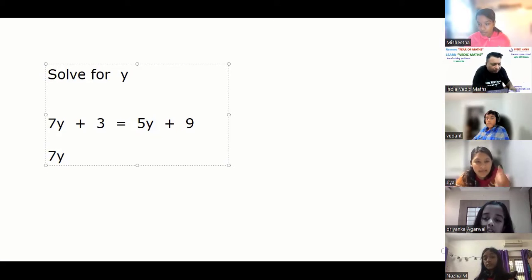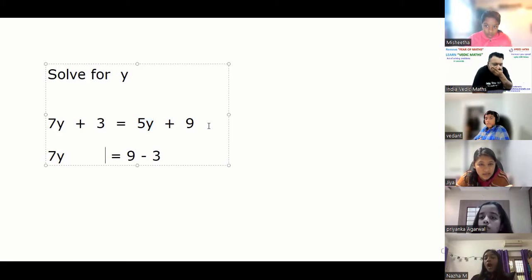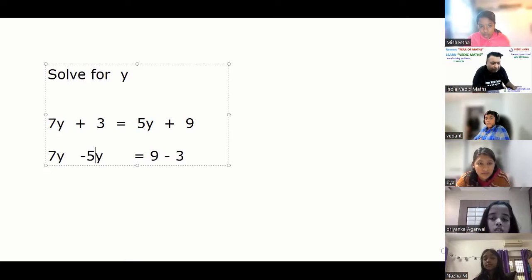Perfect. So I did 7y, and then I moved the positive 3 to the right side, so that became a negative 3. And then 5y is on the right side. It will go to the left side, so it becomes a negative 5y. This is what you got, right?